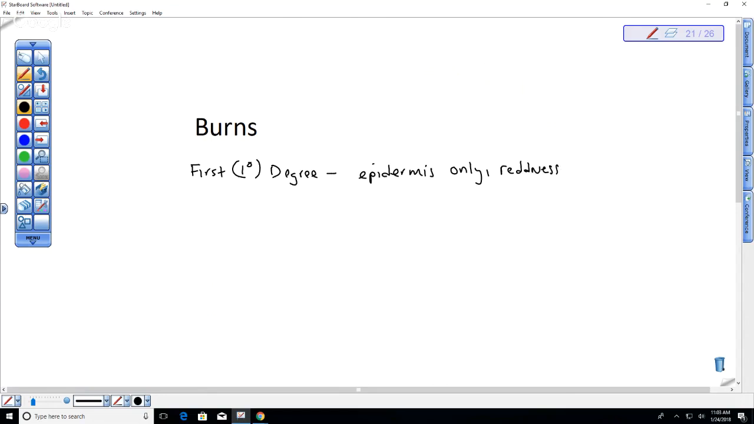Now you can get burns from UV radiation, so sunburns. You can get burns from heat. So let's write that up there. UV radiation, heat, but you can also get burns from other types of radiation. So you could get burns from radioactivity, right? So nuclear radioactivity.